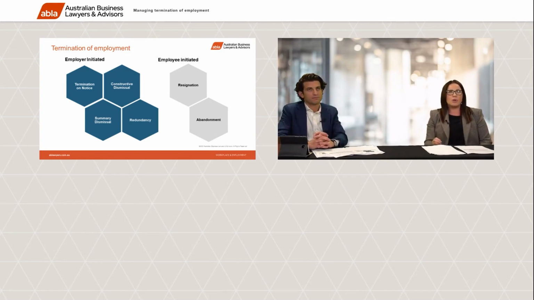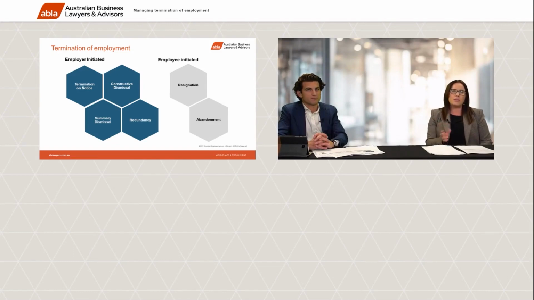Now, all employees must be afforded notice of termination or payment in lieu under the National Employment Standards unless they are a casual employee, they've been employed for a fixed term, and that's a true fixed term that doesn't have a notice option within the contract. That's important to note because often what we do see is contracts which aren't really a true fixed term contract. Or ultimately, if someone is terminated for serious misconduct, which warrants summary dismissal, as I mentioned before.